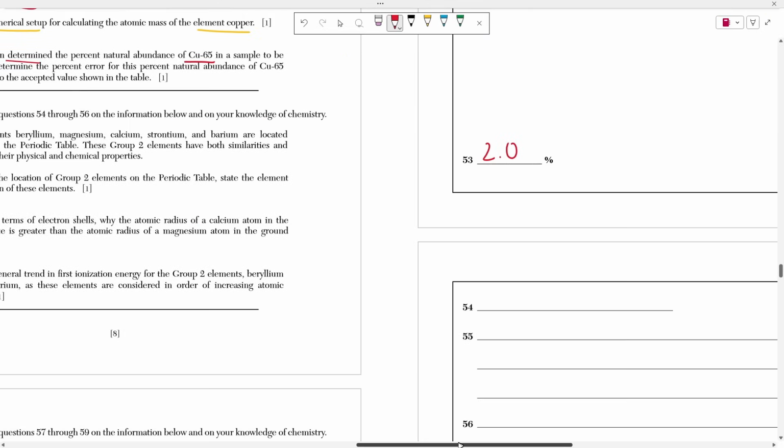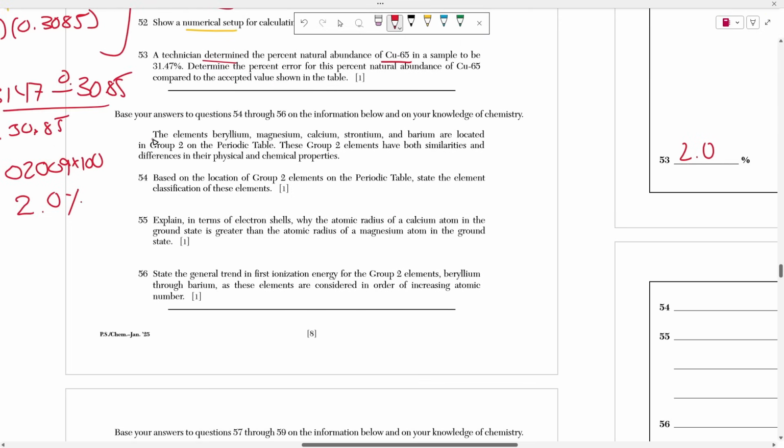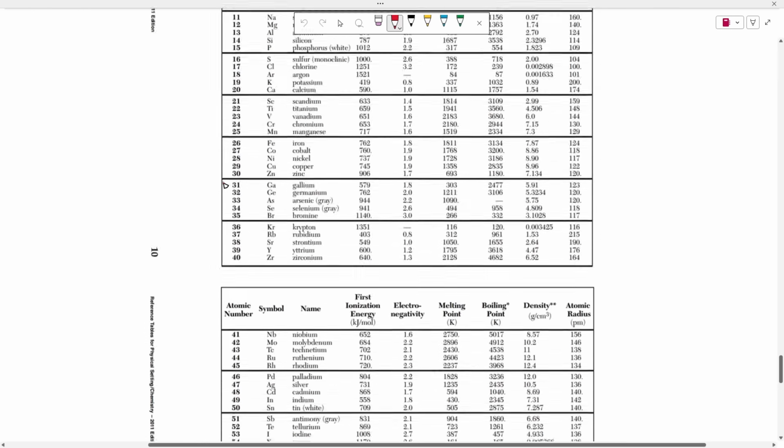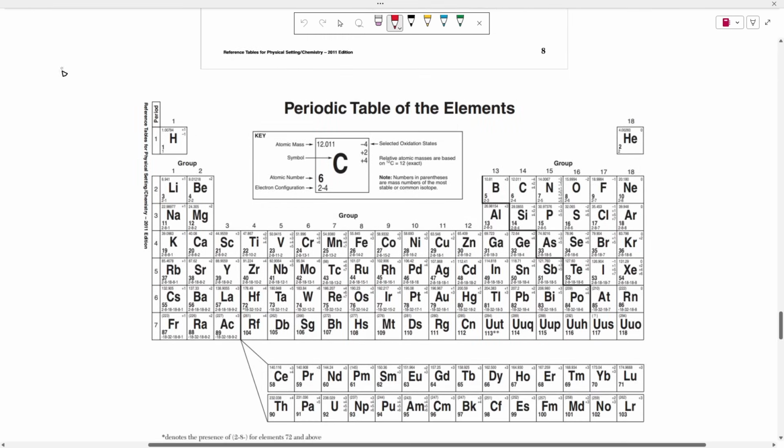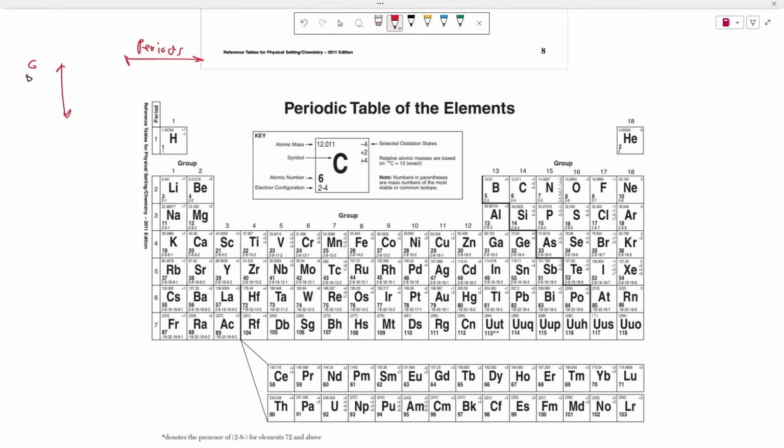All right, moving on to number 54. It says that the elements beryllium, magnesium, calcium, strontium, and barium are located in group 2 on the periodic table. These group 2 elements have both similarities and differences in their physical and chemical properties. Based on the location of group 2 elements on the periodic table, state the element classification for these elements. So what is group 2 considered? Remember, groups go up and down on the periodic table of elements, and periods go left and right. So this is a period, and this is a group. Here we see the group number, this is group 2.